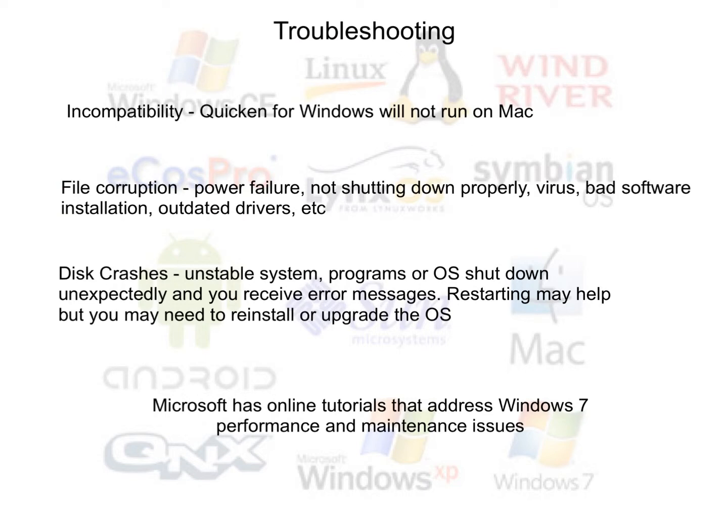Other times might be when your operating system just shuts down randomly and you receive error messages. A lot of times you just need to restart your computer and things seem to go okay. In the worst case, sometimes you're going to need to reinstall or upgrade your operating system. For help on troubleshooting, Microsoft has online tutorials.